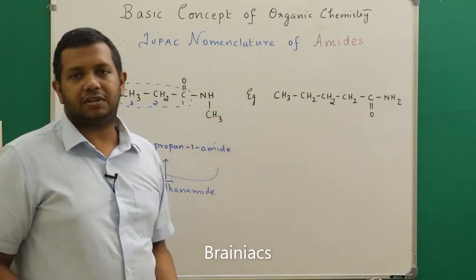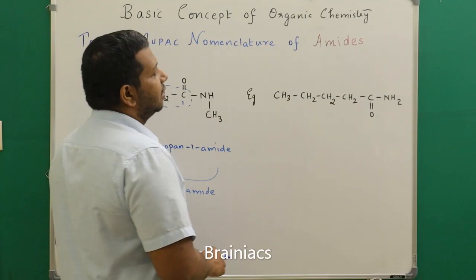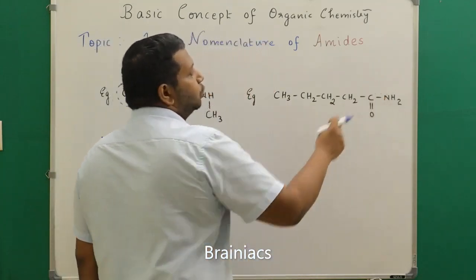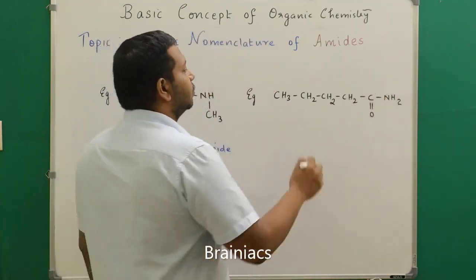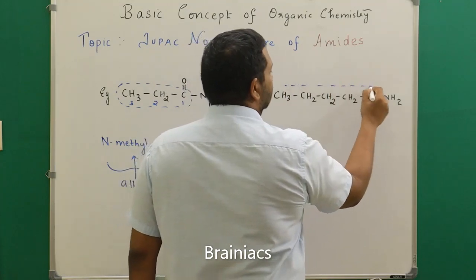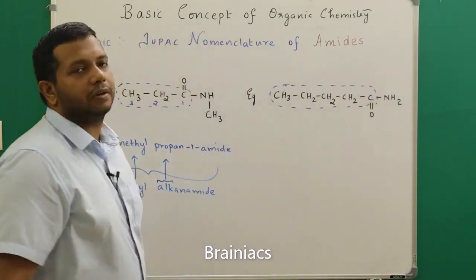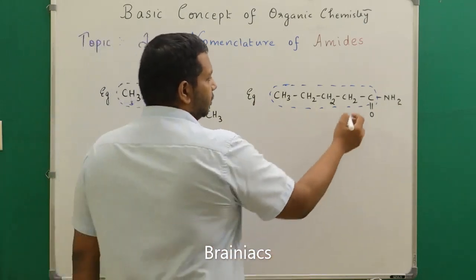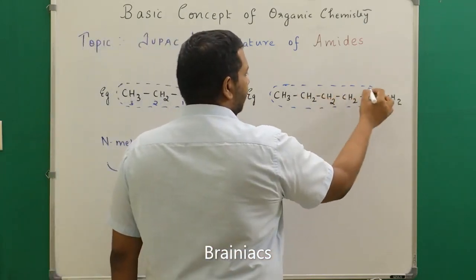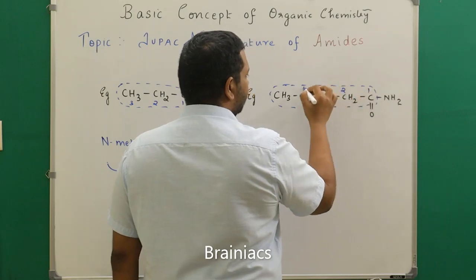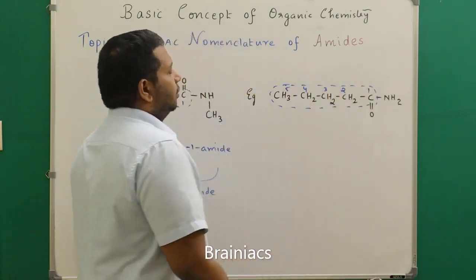Now we will go to the next example. So in the next example, we can directly see CONH2 is the functional group, amide. So I can select my parent carbon chain. So this is my parent carbon chain. Correct? So just count the number. So 1, 2, 3, 4, 5. So I will start from here. 2, 3, 4, 5. Now this is a direct example.